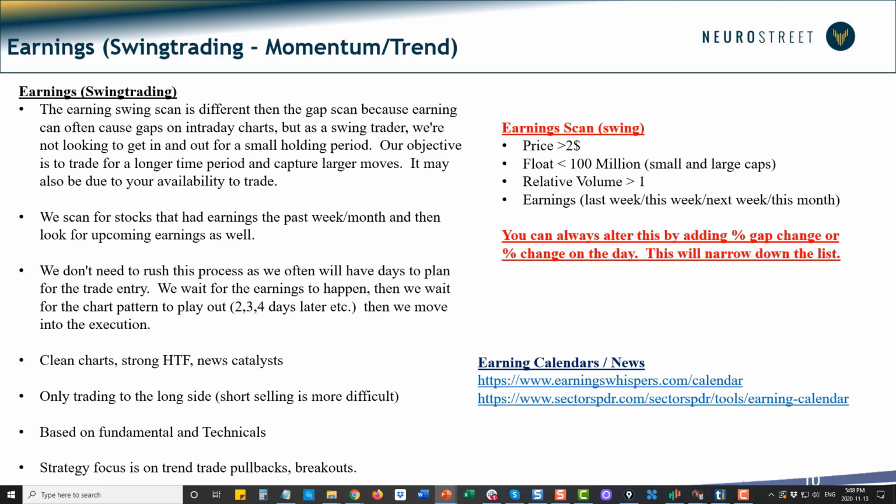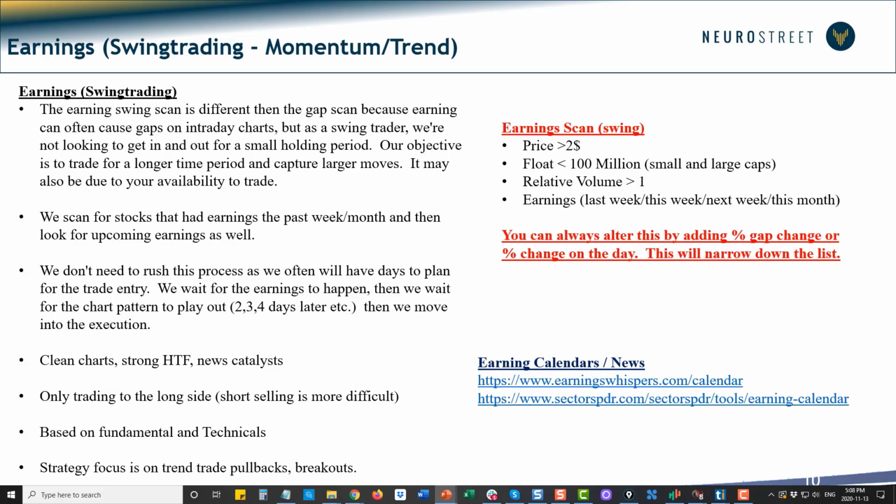We normally want to have relative volume, right? Which means the volume today on the earnings is greater than the average volume. And then earnings, we want to just scan for the earnings date. You can always alter this by adding, let's say, a gap percentage or a percentage change, and you could obviously change the float a little bit more.